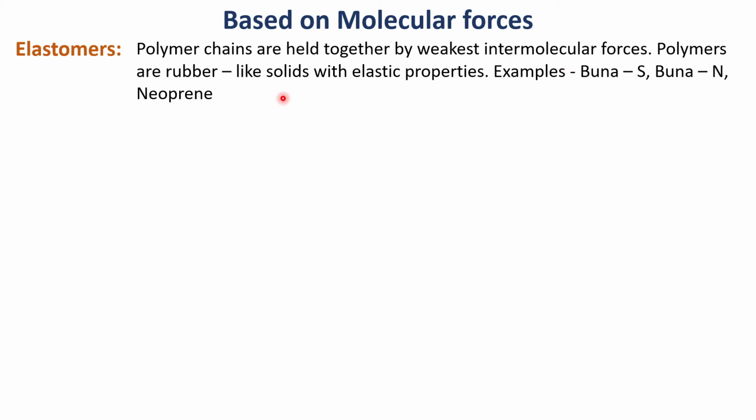Polymers like rubber. Rubber is so flexible because the polymer has such weak forces of attraction between the chains, like solids with elastic polymers. Examples include Buna-S, Buna-N, neoprene, etc. We'll discuss the structures further in detail.